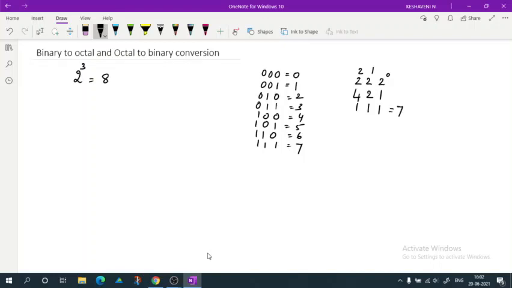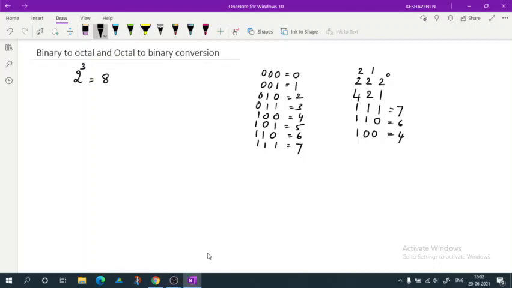If I have to write 6, 6 can be written as 4 plus 2. Therefore, you have to write 1 in the position of 4 and 2, and 0 in the position of 1. 4 plus 2 is 6. If I have to write 4, in the position of 4 you have to write 1, others 0. So it is 4. Therefore, in the octal number system you need 3 bits. Now, first consider binary to octal conversion.